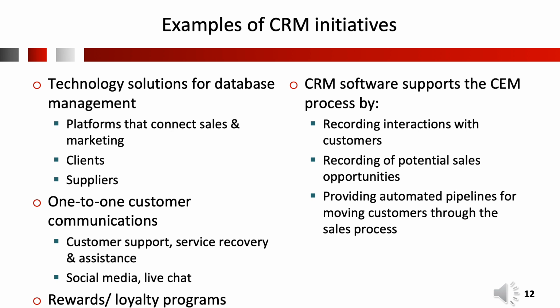The second one is recording the potential sales opportunities. So while in the hospital the sales opportunities are a bit more limited, in other businesses, by knowing what your customer preferences are, you can always think about targeting them with special offers that will convert into sales and revenue for your company. And the third activity is providing automated pipelines for moving customers through the sales process.